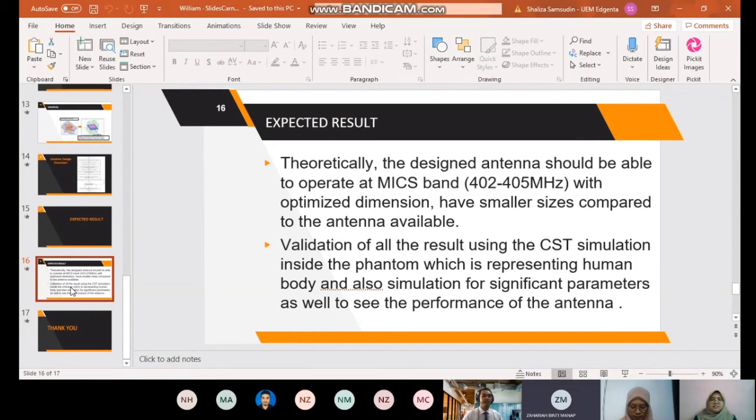The dielectric constant. Okay. All right, Fatin, I'm quite satisfied with your answer. Thank you very much. Thank you, madam. So, can we go to the next presenter?